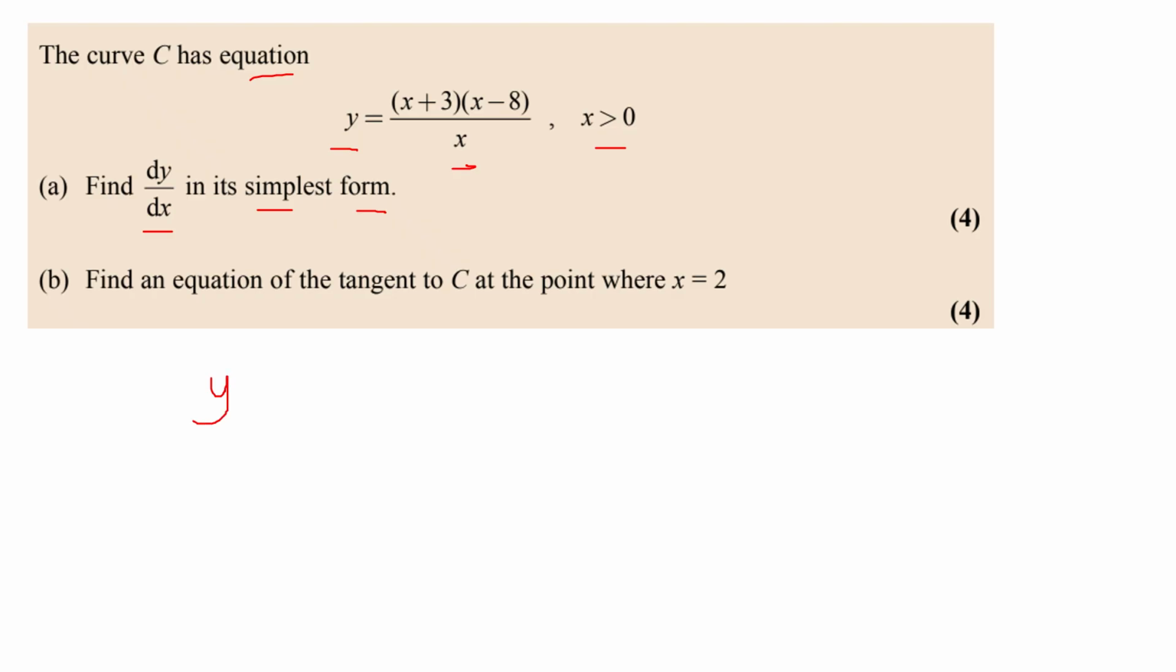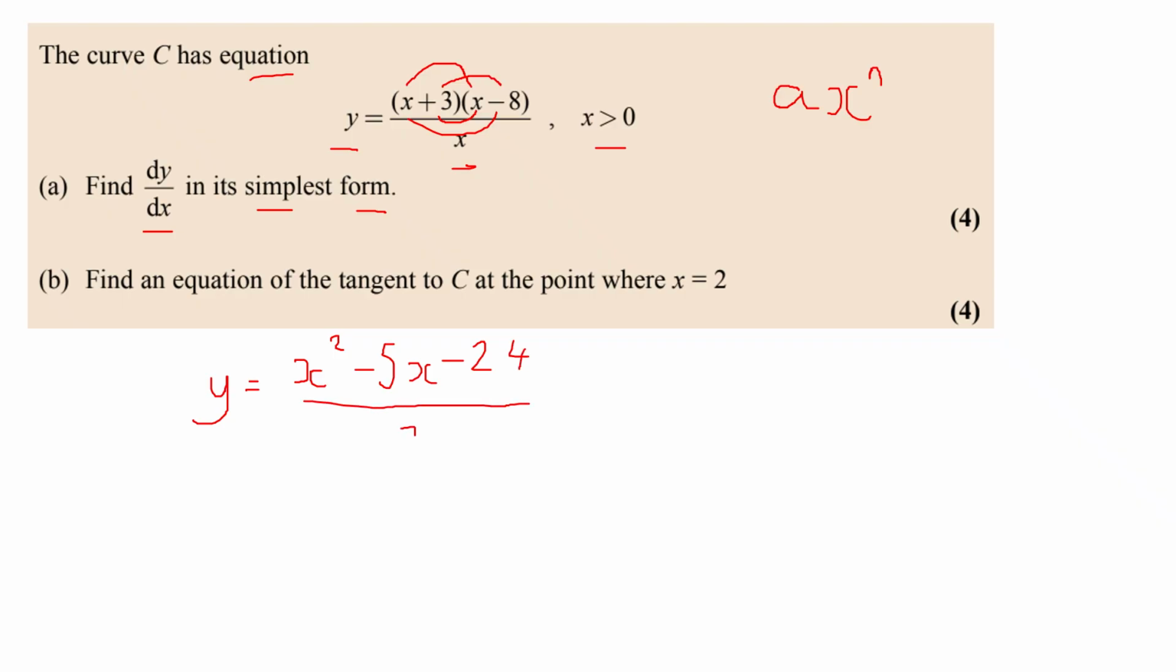I'm first going to expand the double bracket on the top and write it in the format of something times x to a power of n, to make it easier for me. So expanding the top, I'm going to get x times x is x squared, x times minus 8 is minus 8x, plus that 3x makes minus 5x, and then plus 3 times minus 8 is minus 24, and I'm dividing everything by x.